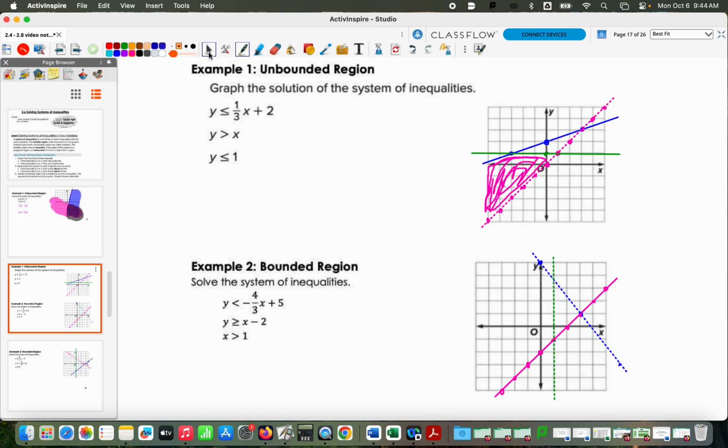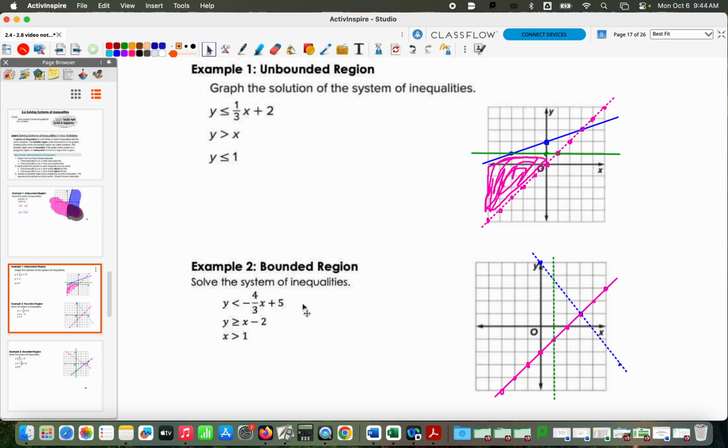So if I pick any point in here, let's pick -3, -1. That would be an answer that would work for all 3 of these. And feel free to plug those in and make sure they work. All right, so again, another unbounded one because there's no limit here, just keep going this direction. So unlimited answers, basically. Let's look at a bounded one.